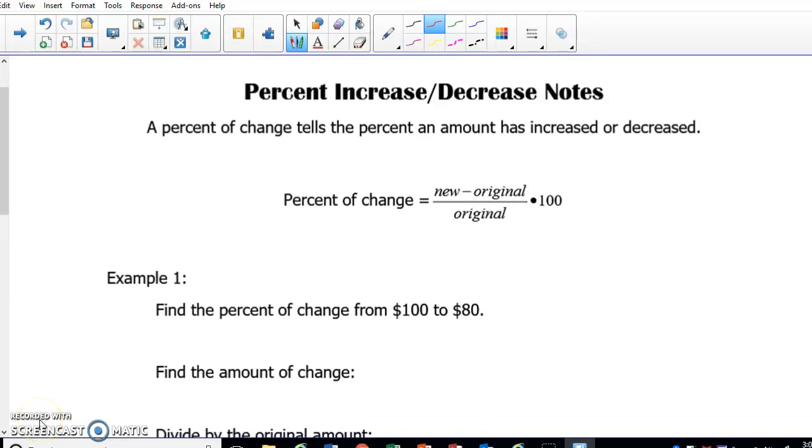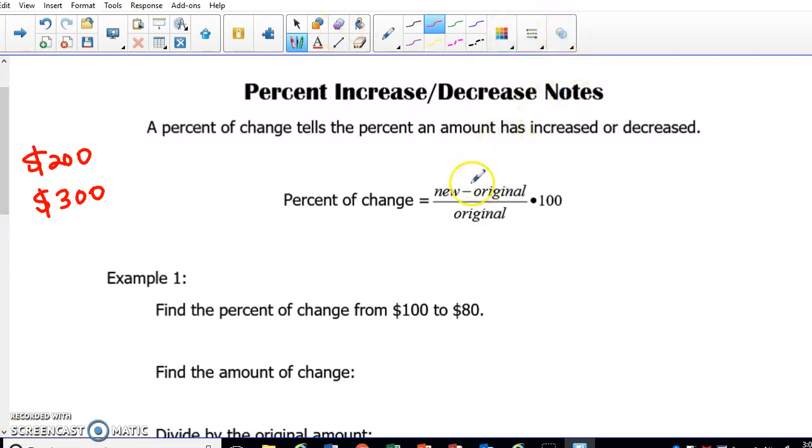Hi guys, today we're going to talk about percent increase and percent decrease. For example, let's say a company made $200 last week, and this week they made $300. Did they make more money this week? Yes, so it's going to be percent increase. But we just want to figure out how much percent was increased, and that's when we use the percent of change formula.